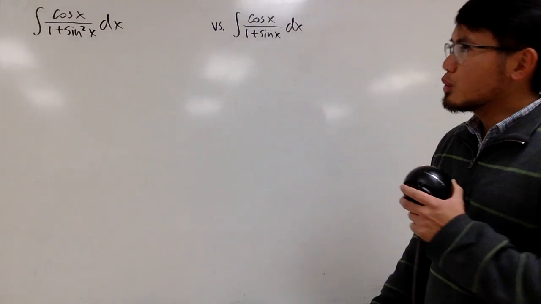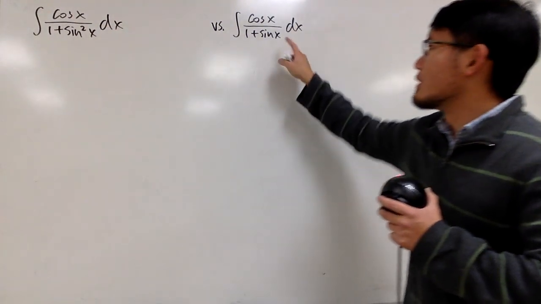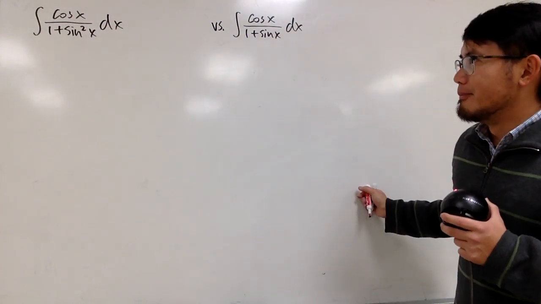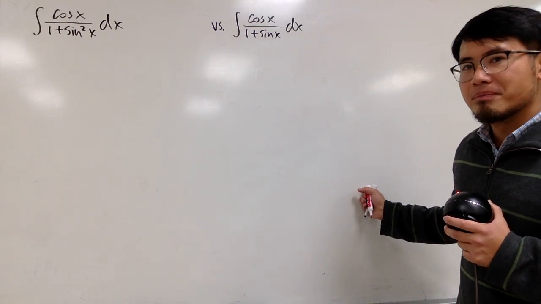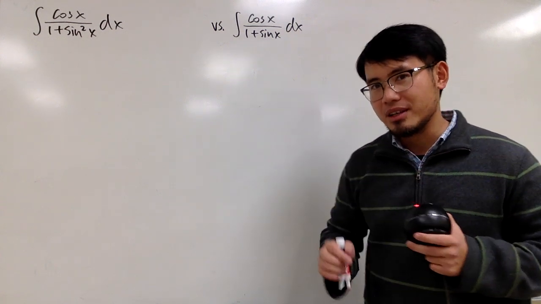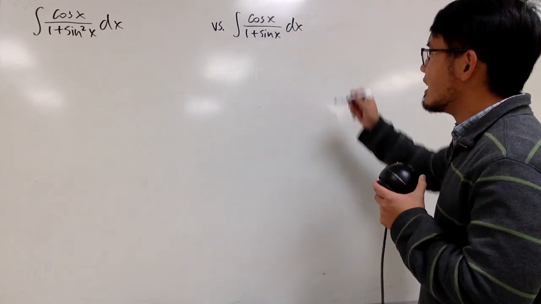Okay, here we have these two integrals. As you can see, for this one we have sine squared x, and for this one, this is just sine to the first power x. Let's see. Both of them have cosine x on the top, and we know the derivative of sine x gives us cosine x, so that's a big hint. I think this one is easier for me to demonstrate, so let me do this first.